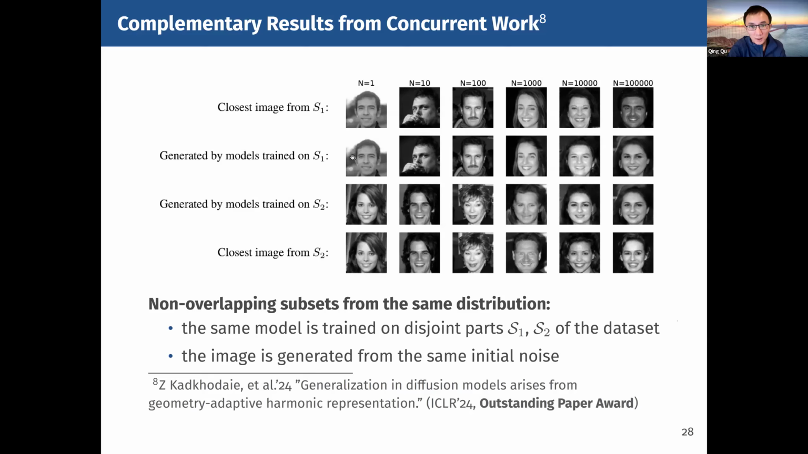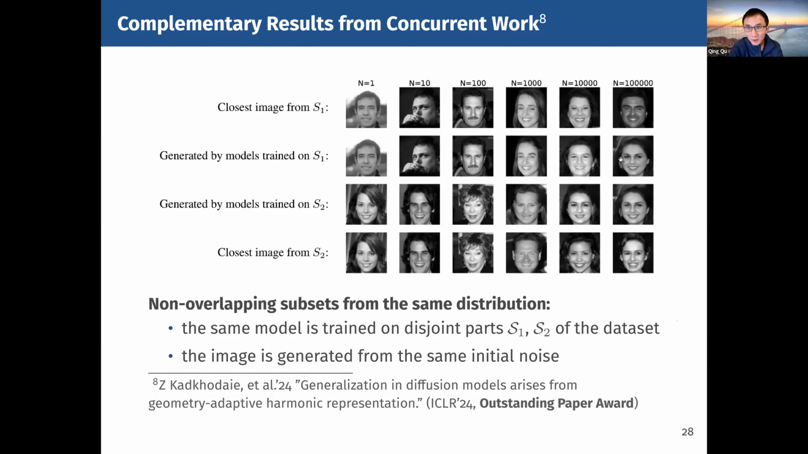you're going to see something like memorization, right? The nearest neighbor in S1 is what you are reproducing from the training data set. And if you look at the generated images on the two non-overlapping subsets, they are very different.